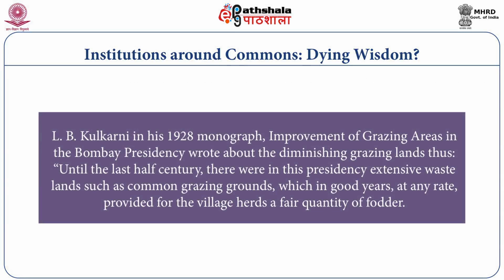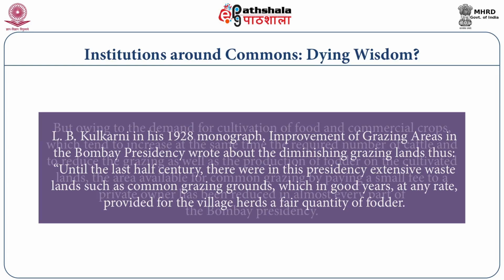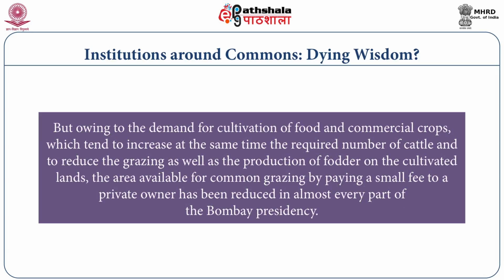L.B. Kulkarni, in his 1928 monograph, Improvement of Grazing Areas in Bombay Presidency, had written about the diminishing grazing land, and I quote: until the last half century, there were in this presidency extensive wastelands, such as common grazing grounds, which in good years at any rate provided for the village herds a fair quantity of fodder. But owing to the demand for cultivation of food and commercial crops, which tend to increase at the same time the required number of cattle, and to reduce the grazing as well as the production of fodder on the cultivable lands, the area available for common grazing by paying a small fee to the private owner has been reduced in almost every part of Bombay Presidency.